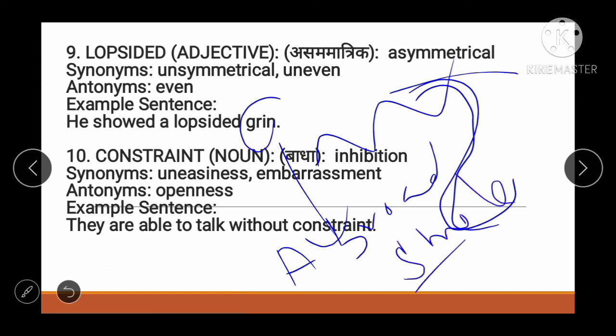Okay. So constraint means क्या होता है, inhibition. All right. Constraint means inhibition or limitation. Synonym would be uneasiness and embarrassment. Okay. So antonym क्या हो जाएगा, openness, opposite of uneasiness. All right. Let's form an example. They are able to talk without constraint. Means they are able to talk without any inhibition. No problem was there.